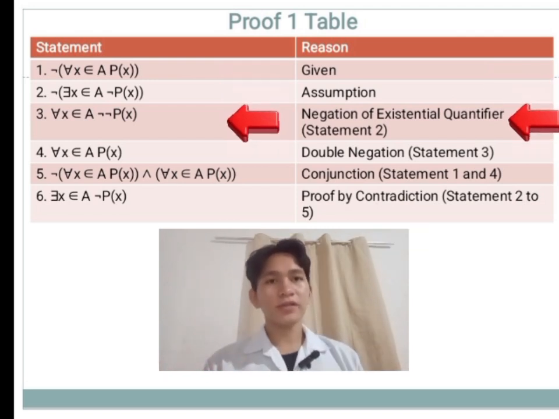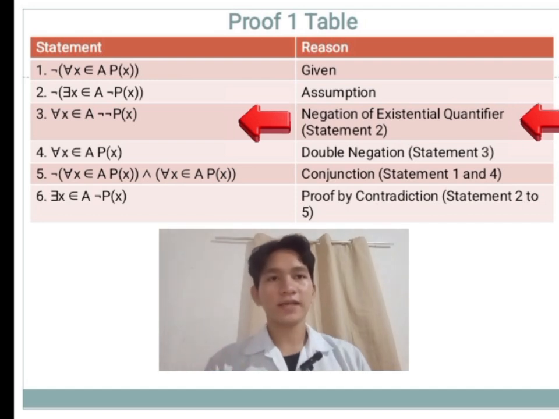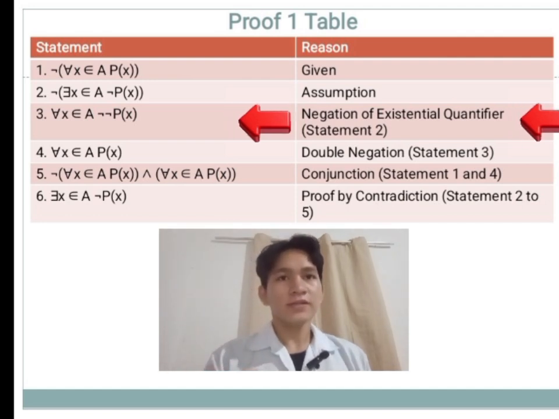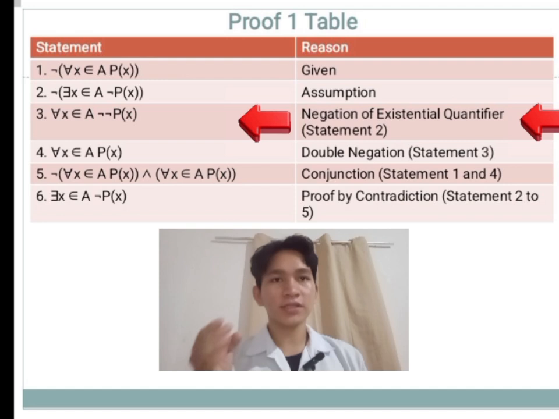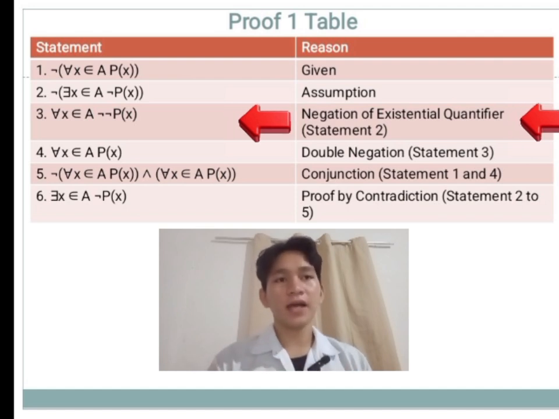In statement number three, it shows that for all x in A, not not P(x). The reason is the negation of the existential quantifier from statement number two. By logical equivalence, the negation of an existential statement becomes a universal statement with a negated predicate. Thus, if it is not the case that there exists x such that not P(x), then every x in A must satisfy the double negation of P(x).